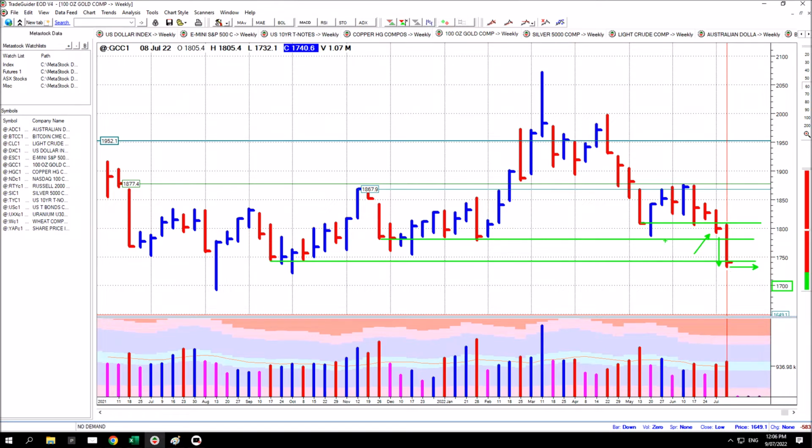But now price has broken down. We'll just have to see how the market plays it. Volume was a little above average, so people did get out of this market this week on the strength of the US dollar.